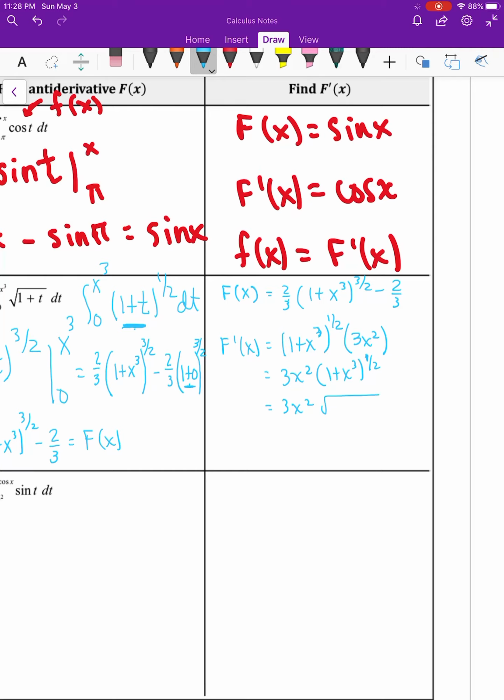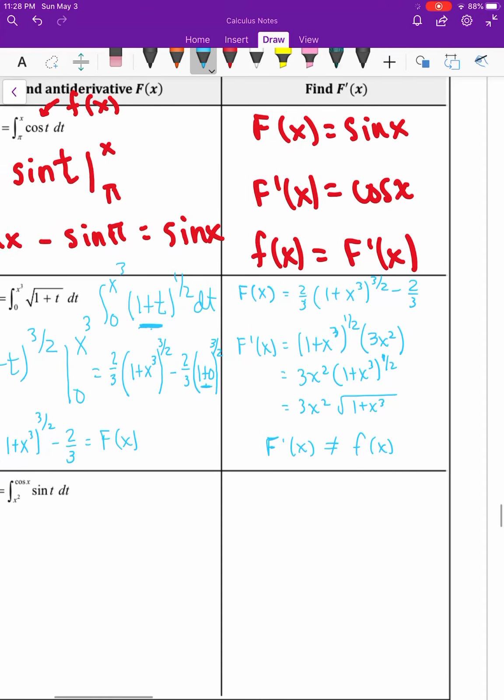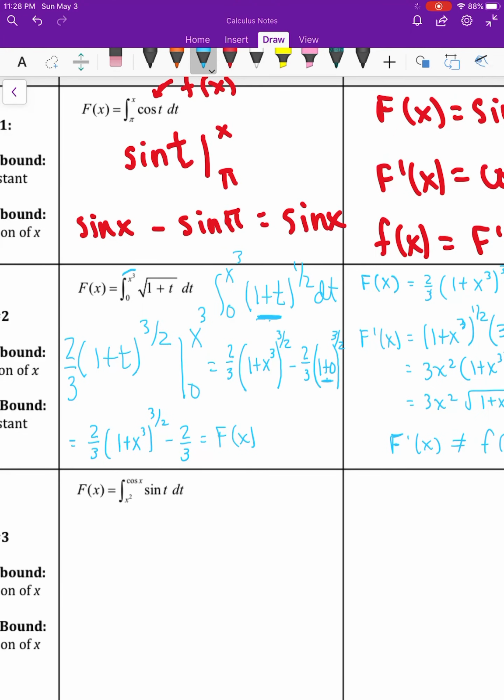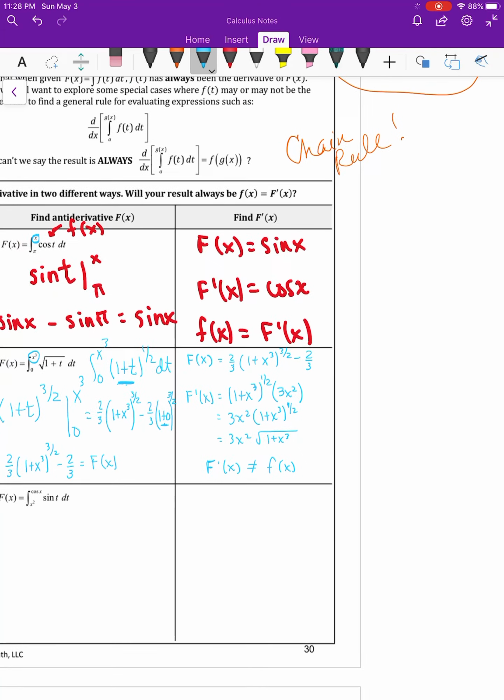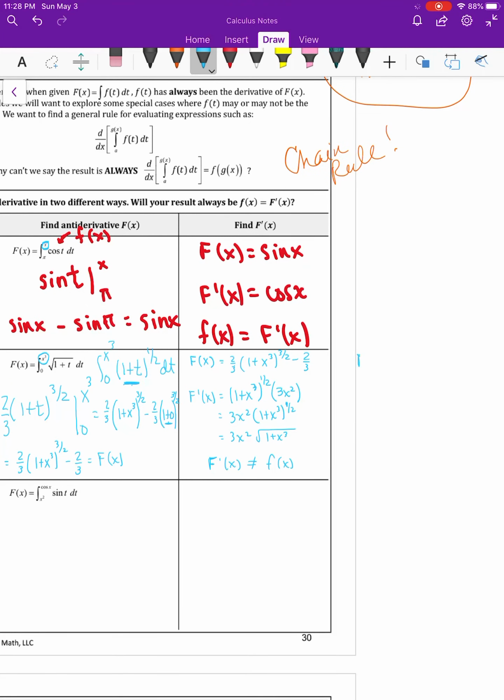So you can see that for this one, it is not true, okay? Because this would be 3x squared times the square root of 1 plus x cubed. So my f prime of x here is not equal to my little f of x, which was the square root of 1 plus t. Okay, so for that situation, I hope that since I've already told you a little bit, you know why. Because this was not just an x like it was up here.